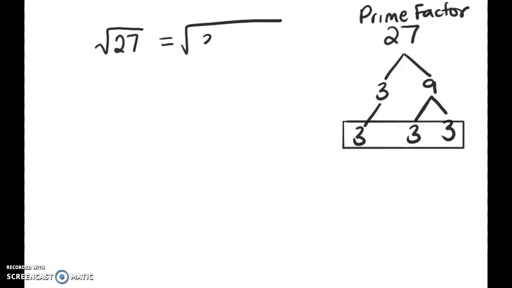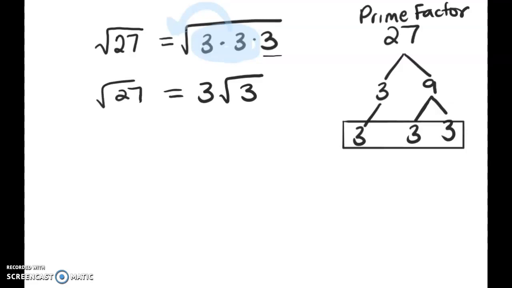So I rewrite it like this. And then I look for those duplicates. We were talking about if you have an index of 2, you look for duplicates. And I have a duplicate here of 3 that I can pull out. Any duplicates get pulled out in front of the radical as a single. So 3 times 3 would get pulled out as 3. And you're left with 3 under the radical still, so you leave that there. So the square root of 27 is the same as 3 times the square root of 3.